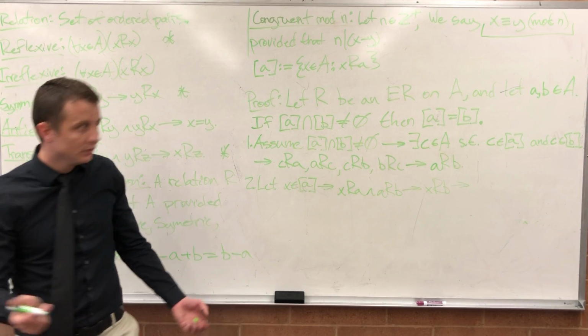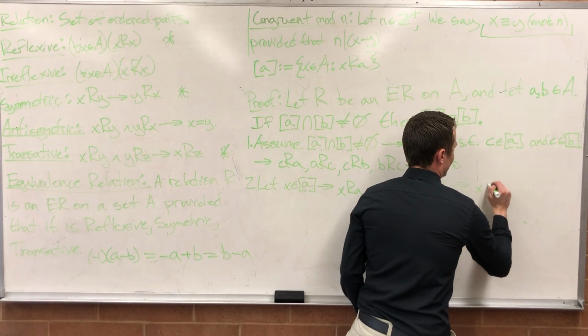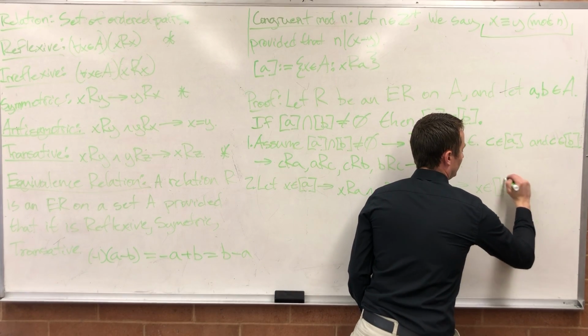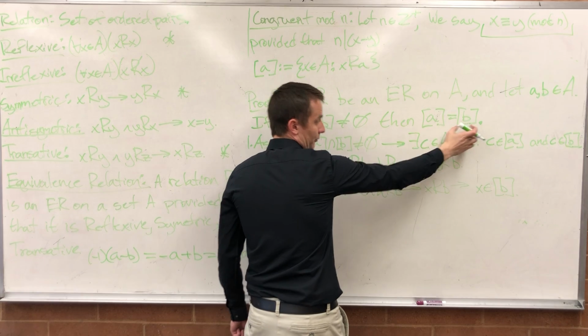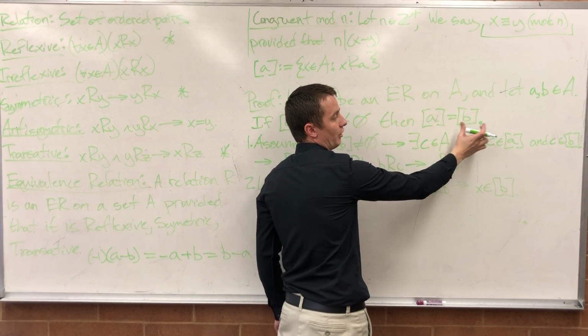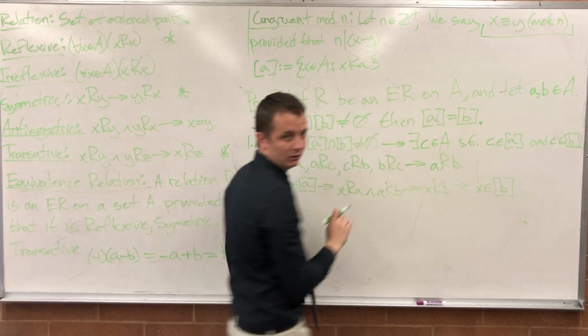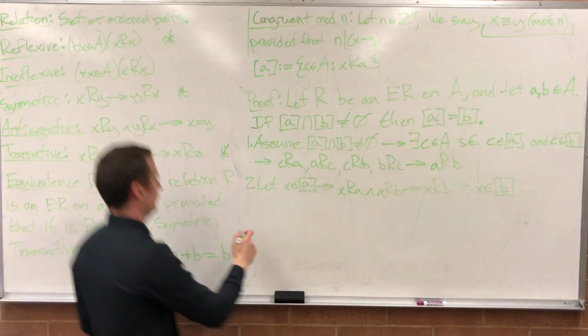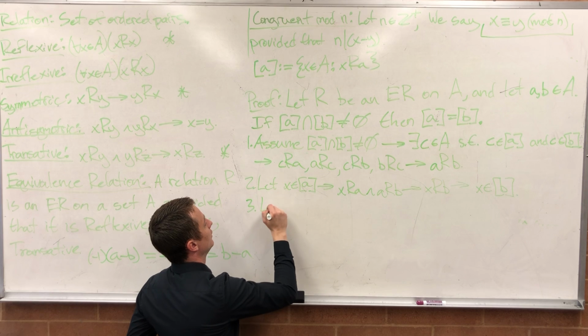X is in B's equivalence class. Perfect. What did we just do? We showed that this is a subset of this. We showed that any random thing you take out of here is also in here. Now we need to show that any random thing you grab out of here is also in here. Right? So now let's do that.